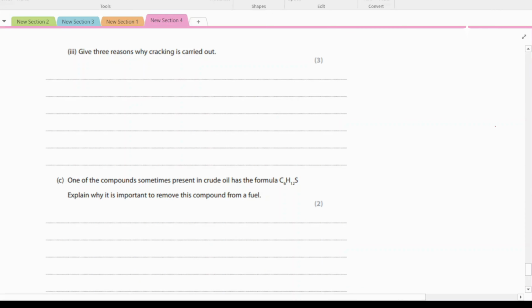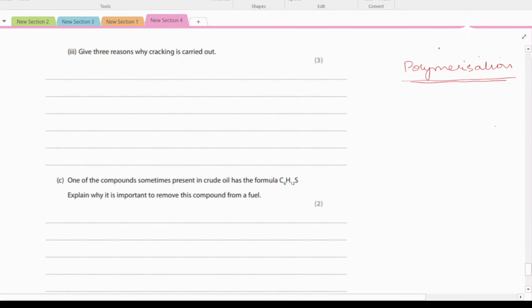Number one, to convert longer chains into smaller chains. Then there is demand and supply. The demand is high, so we need to convert into smaller chains so that more product would be formed. The third thing, which we didn't discuss, is that alkenes can be converted into polymers. This is another topic, polymerization.